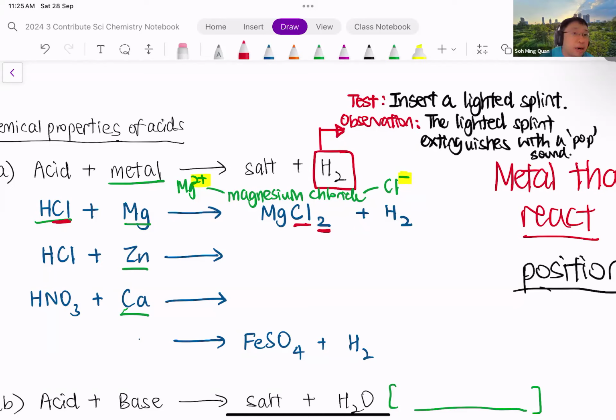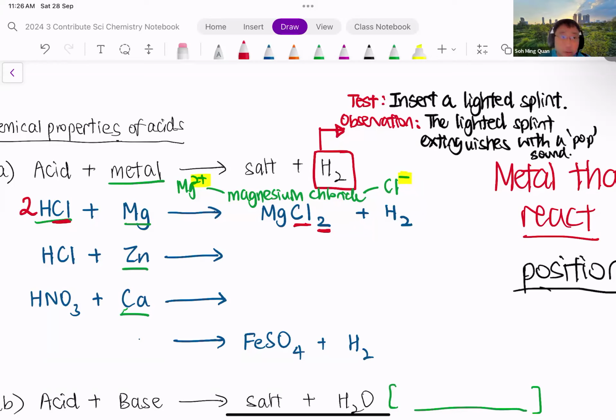To balance the number of Cl, we will add 2, but this time round, the 2 is added in front of the HCl. So it's 2HCl plus Mg becomes MgCl2 plus H2.